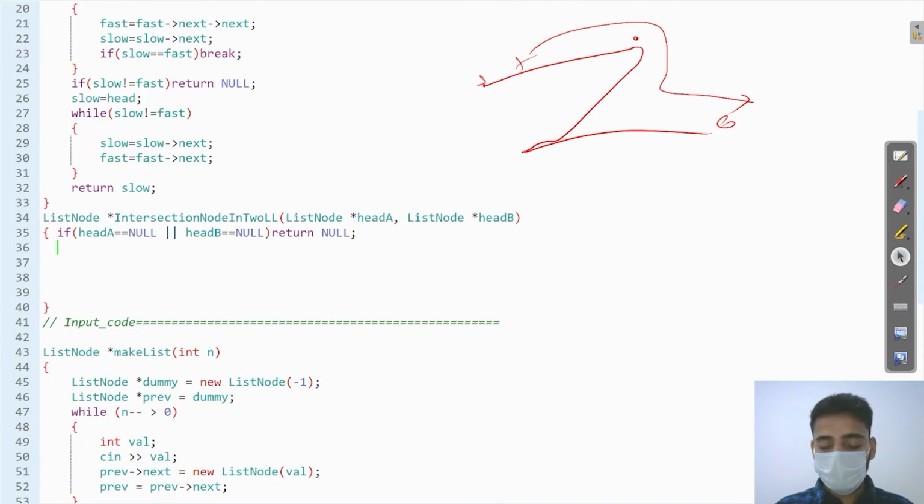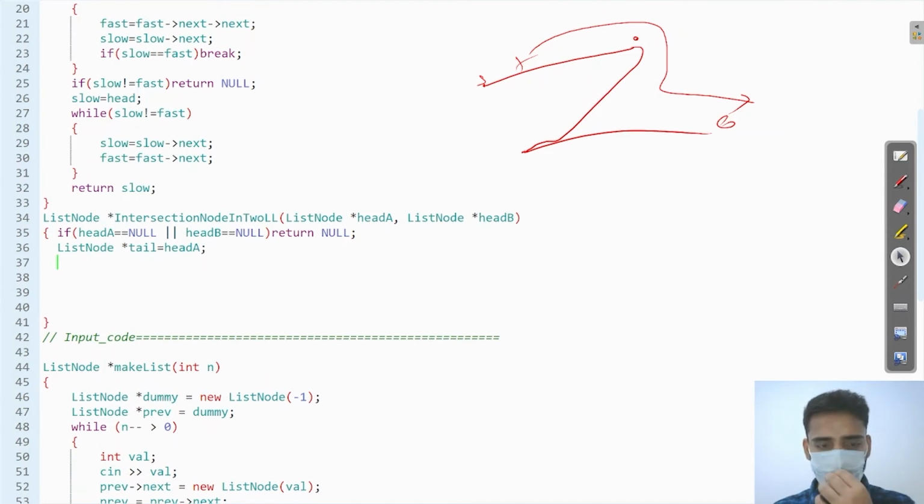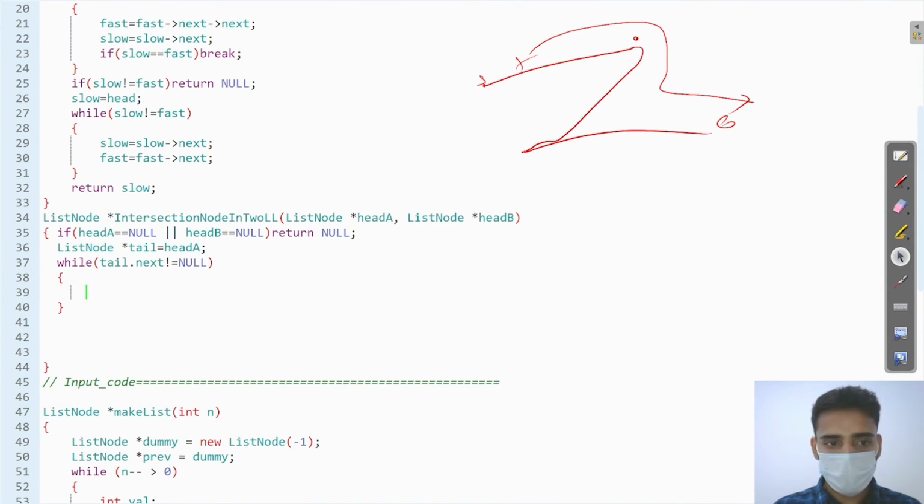So here, first of all, we have to make a tail. ListNode tail equals head of a. Just suppose we started from the head of a. We will move the tail until it reaches the last node. So until tail dot next is not equal to null, we will make the tail move. Tail equals tail dot next.